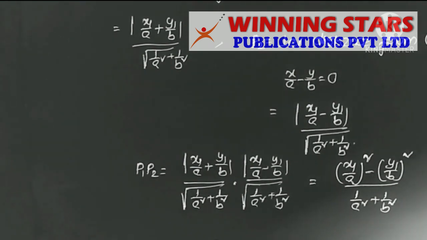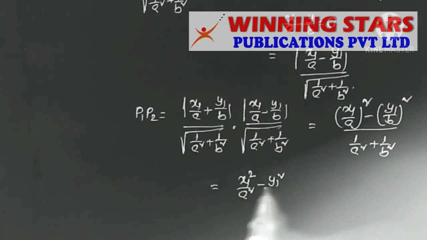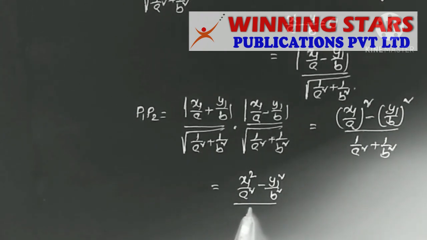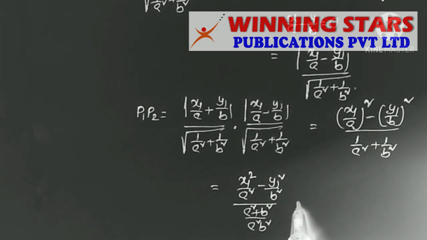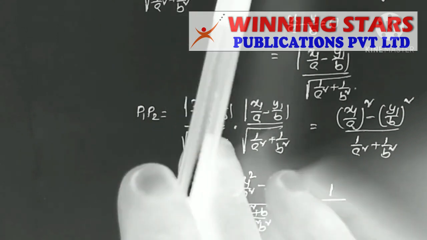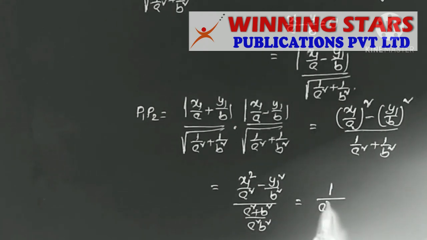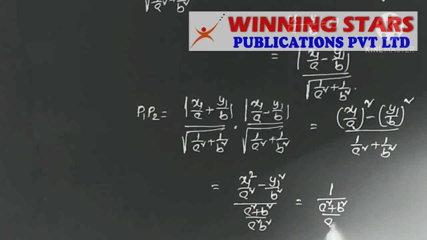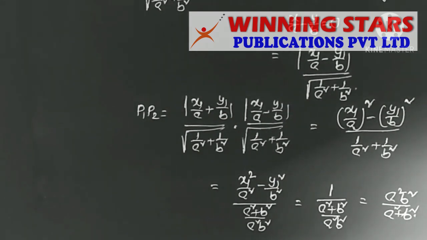And this is equal to x1 square by a square minus y1 square by b square, over, by taking LCM, a square plus b square by a square b square. And what is the value of x1 square by a square minus y1 square by b square? This is nothing but 1, since the point (x1, y1) lies on the hyperbola, so x1 square by a square minus y1 square by b square equals 1. So it is 1 divided by (a square plus b square) by a square b square, and this is equal to a square b square by a square plus b square, which is the constant.